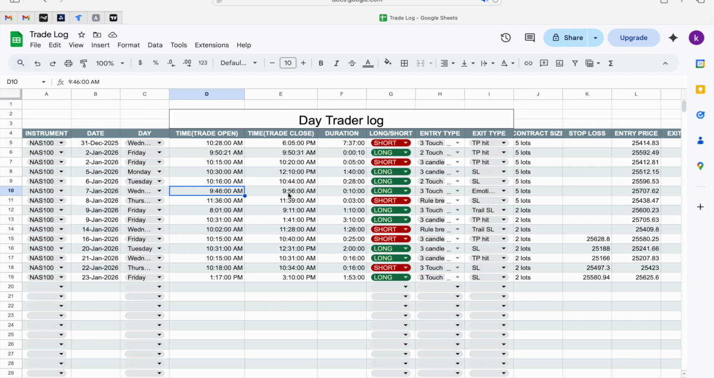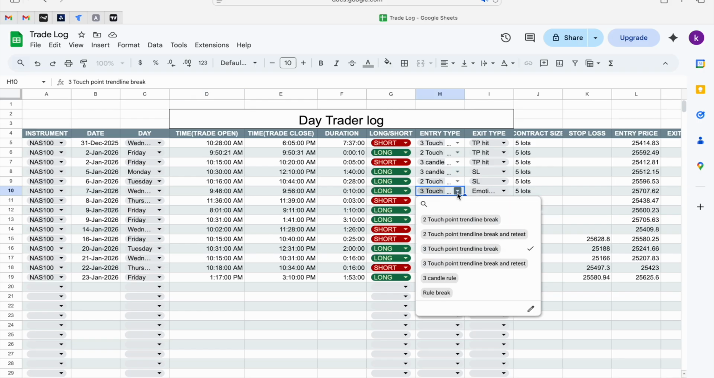I usually get in the market open around 10, or if I am planning my entry anywhere outside the New York session, maybe pre-market or after market, then I usually go with my trend line strategy, not the 3 candle rule, because I haven't tested it yet. It's 9:46, let's see how I got in. And it says 3 touch point trend line break.